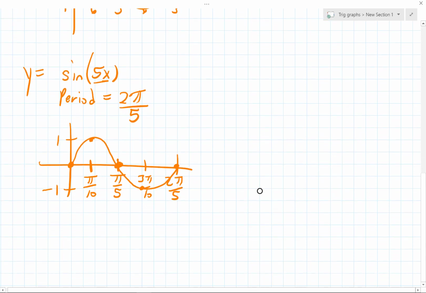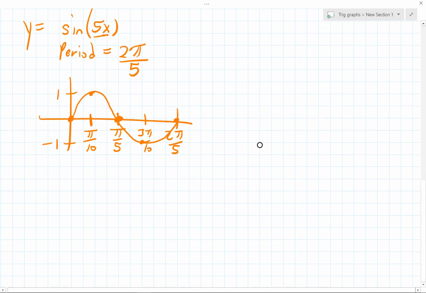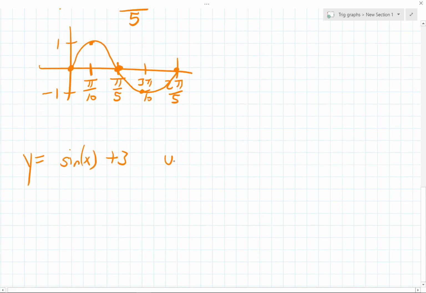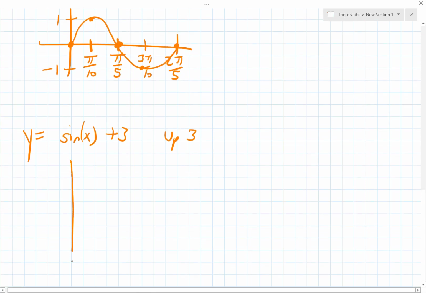Excellent. So there are other places you could put the coefficients. What if I had y equals the sine of x and I put the 3 out there? That just does a normal vertical shift. It goes up 3. So when I go to graph this, my new center line is at 3.